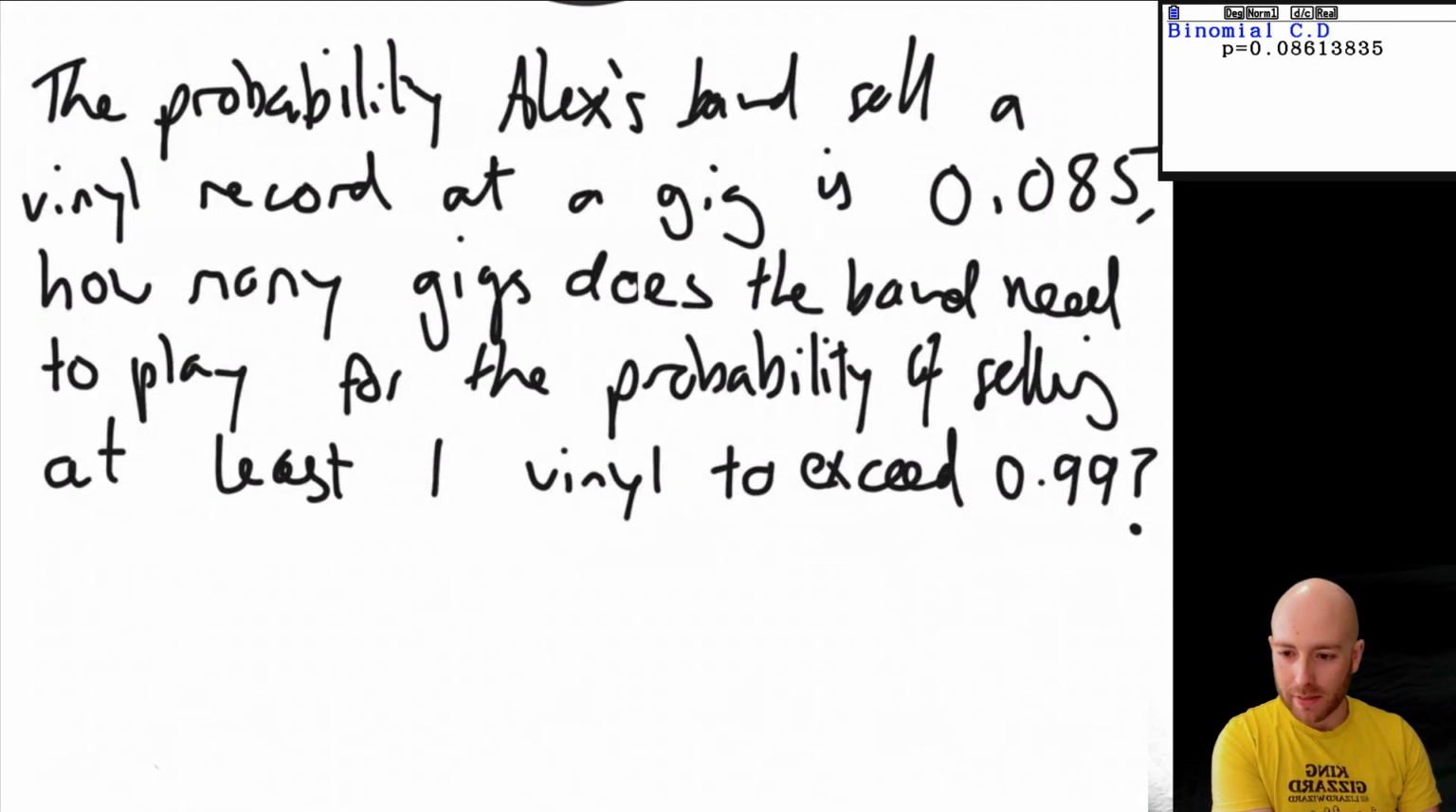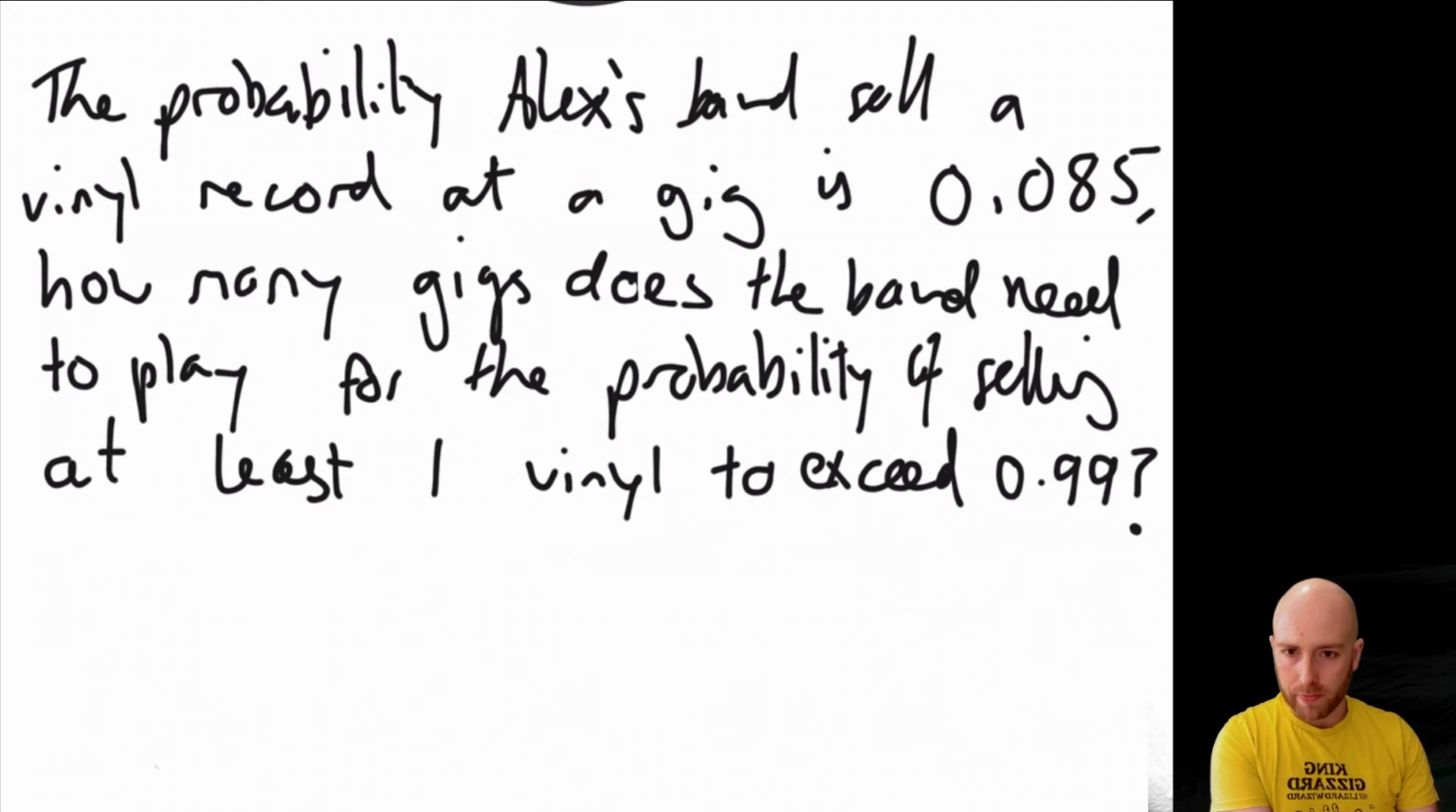Yeah, so you've got a band trying to sell vinyl records. The probability they sell a vinyl record is 0.085. How many gigs does the band need to play for the probability of selling at least one vinyl record to exceed 0.99? So it's basically the same question with different numbers. See if you guys can do it without looking at your notes. See if you can do it just from what you heard in the lecture just now. If you can't, go back through the video, watch it, copy it, make some notes for each step. So yeah, you've got 4 minutes to do that now. We'll go through this as a starter on Wednesday.